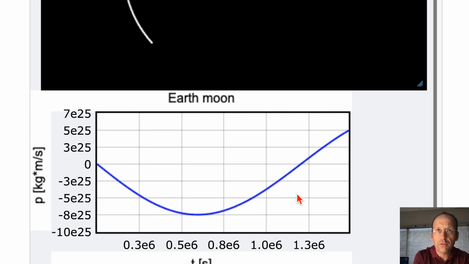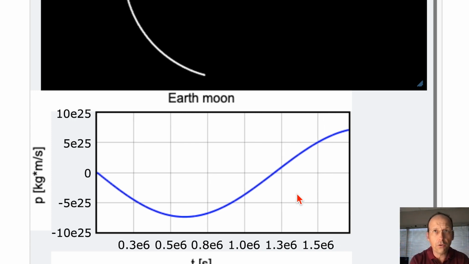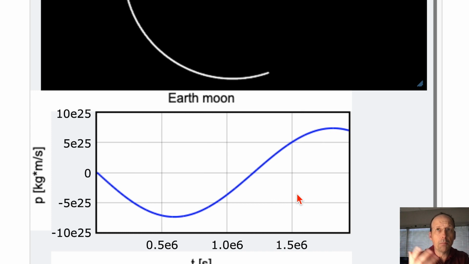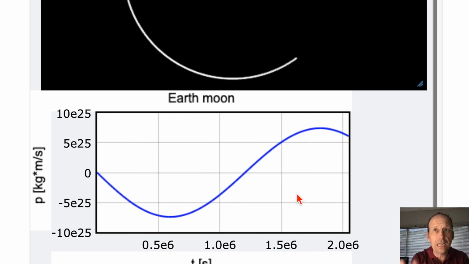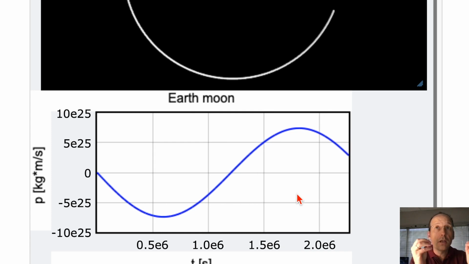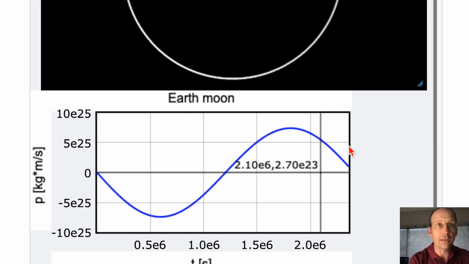You have a force. But if I have an Earth-Moon system, the center of mass and the momentum of the center of mass should be stationary if there's no external forces, which I don't have. And so the problem here is that I didn't take into account the change in momentum of the Earth. So let's go back to the paper and fix this thing.